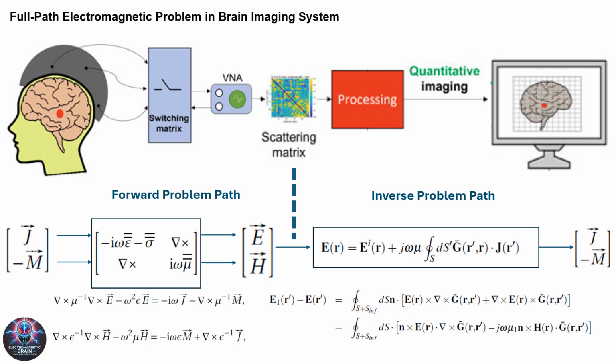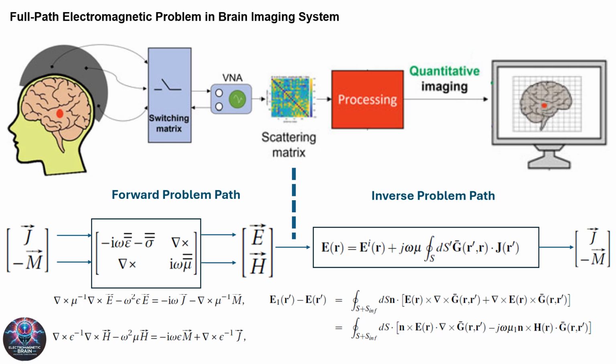Next, let's move to the inverse problem path. In this part, the goal is to reconstruct the internal electromagnetic properties of the brain based on the scattering data collected earlier. The key equation used here expresses the electric field at any point r as a sum of the incident electric field E_inc(r) and a term involving an integral over the surface. This integral term captures how the scattered fields contribute to the total field based on the Green's function and current distribution. The output of this inverse problem is the retrieval of the effective current distributions J and M, which are crucial for generating the final quantitative image of the brain, helping visualize anomalies.